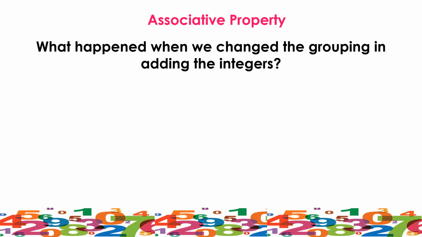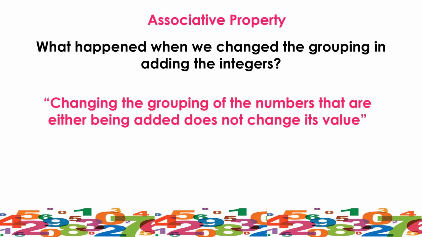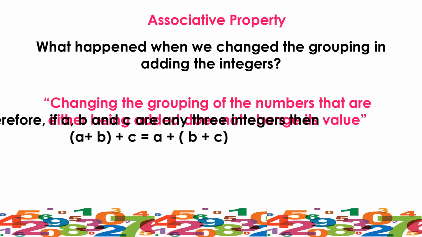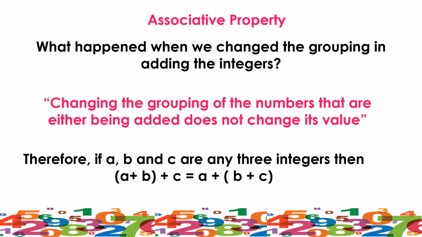What happened when we changed the grouping in adding the integers? The word associative comes from associate or group. It means changing the grouping of the numbers that are being added does not change its value. Therefore, if a, b, and c are any three integers, then (a plus b) plus c equals a plus (b plus c).